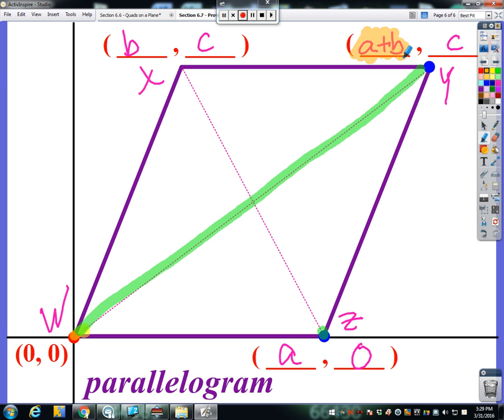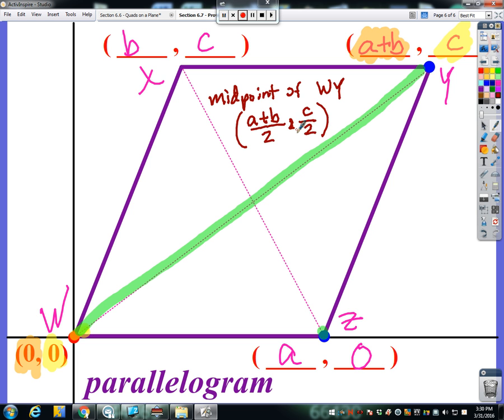So the x-coordinate of y is a plus b, and the x-coordinate of w is 0. So what is the average of a plus b and 0? Well, let's write this out. Midpoint of wy. We would take a plus b plus 0, which is going to do nothing, and we divide it by 2 because we have 2 x-coordinates. And that would be the x-coordinate of the midpoint. And then we have to figure out what is the average of the y-coordinates between c and 0. Well, c plus 0 is just c, and we would divide it by 2. So the midpoint of wy is this coordinate, a plus b divided by 2, comma, c divided by 2.